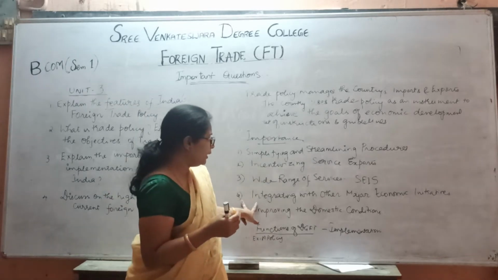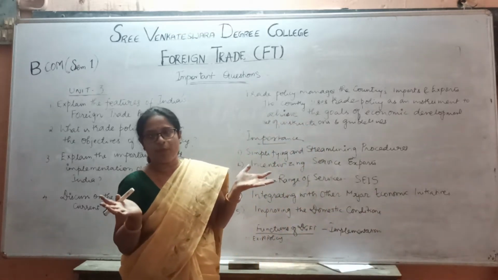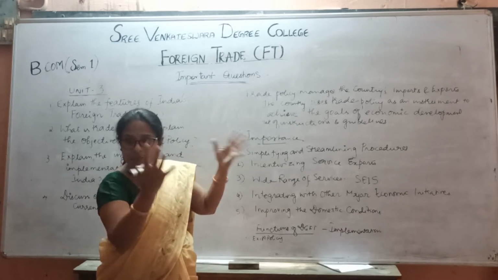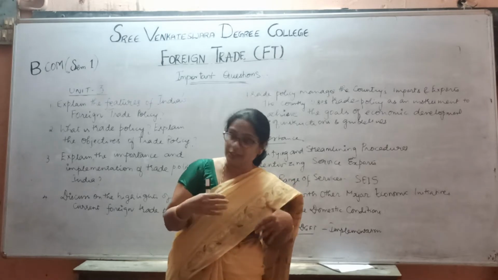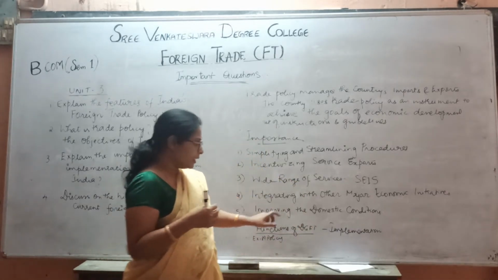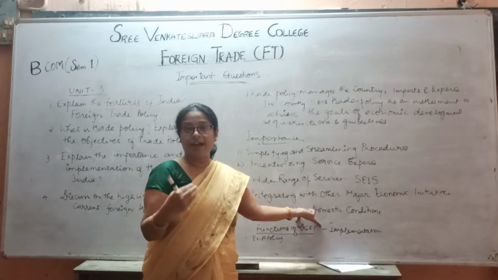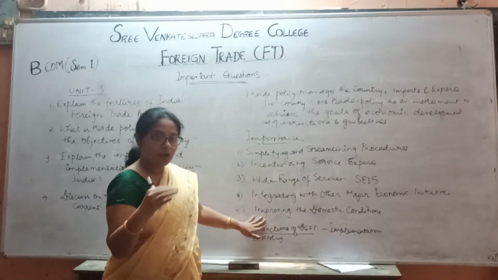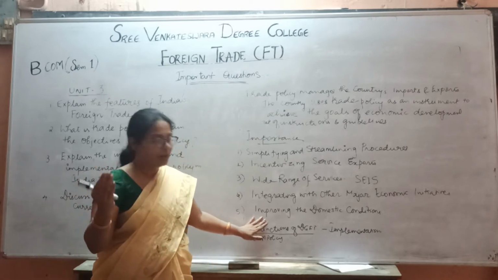Then the fourth point, integrating with other major economic initiatives. What is the ultimate goal of trade policy? To improve our fame and name and focus on global markets, which is definitely going to take care of our economic development. That you have to provide in this point. Improving the domestic conditions, because we need to meet the competitive standards required for global markets. If you take care of those conditions, then we can match the requirements of the global market.